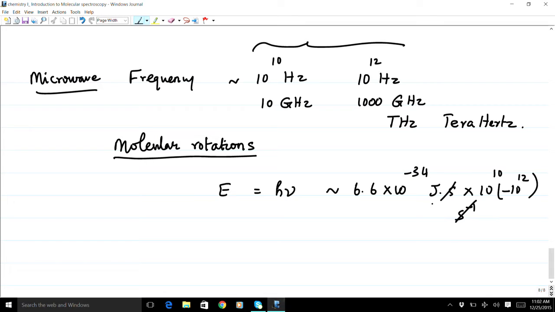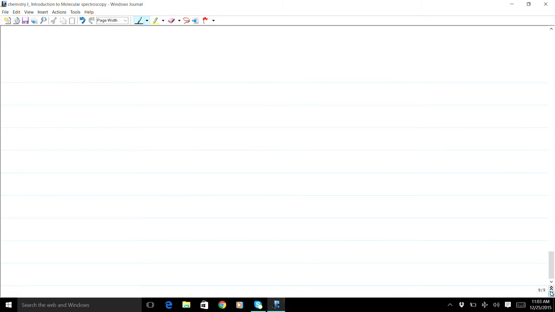Therefore, that goes away. So, you are looking at the energy ranges between 6.6 times 10 to the minus 24 to 10 to the minus 22 joules.